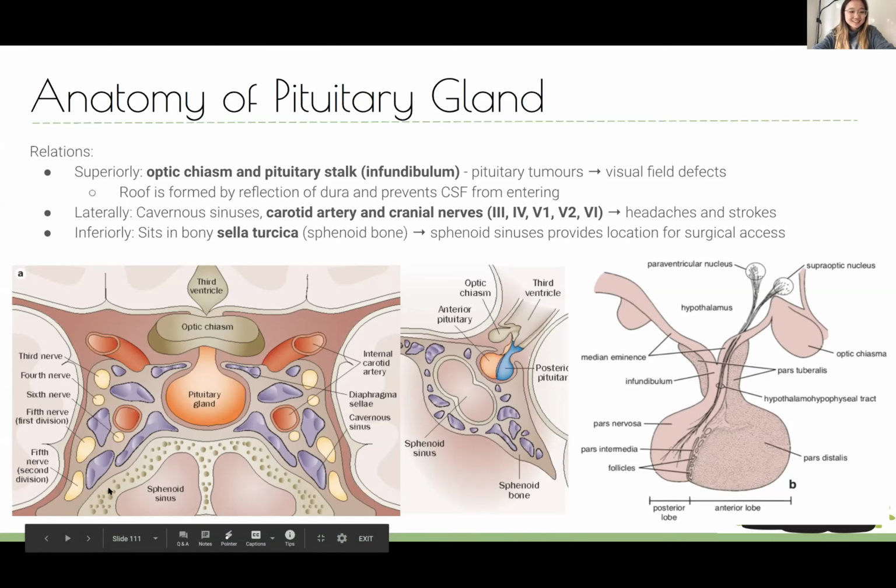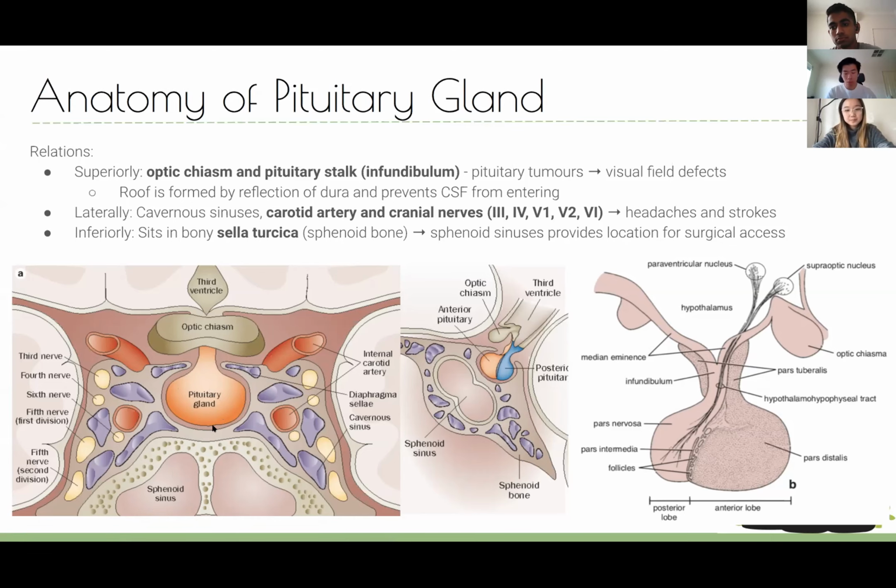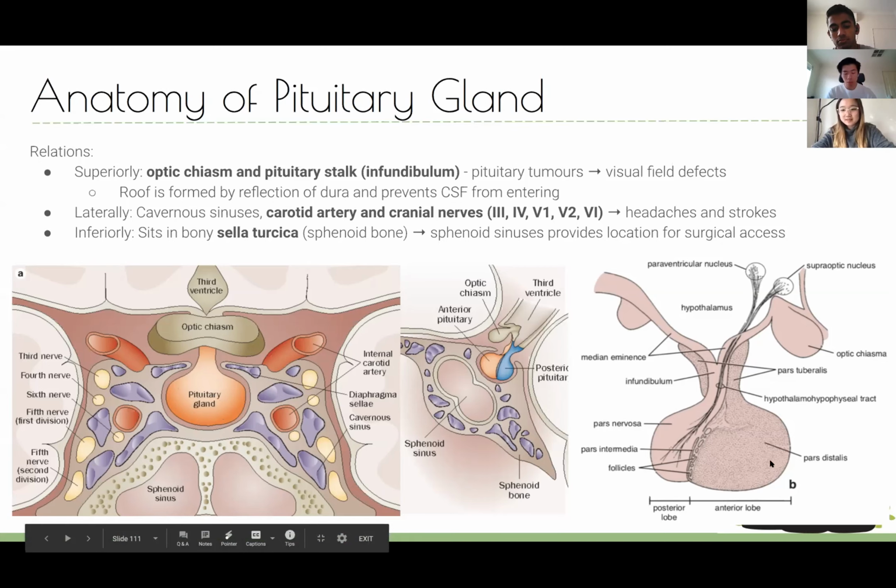And inferiorly, it sits on the sella turcica of the sphenoid bone, which is a bone in your head, right over here. And then within the sphenoid bone, you have sphenoid sinuses, which are spaces. And this provides a location for surgical access. Essentially, they can come through the sinus and then access the pituitary gland there. You can also see that the pituitary gland has an anterior portion and a posterior portion, like this. And you've got the infundibulum over there, and then you've got a couple of nuclei in the hypothalamus which communicate with it.